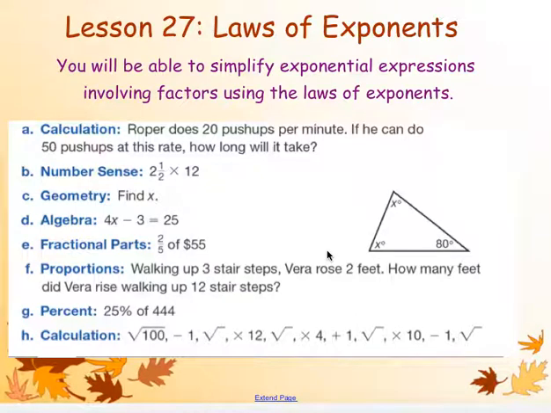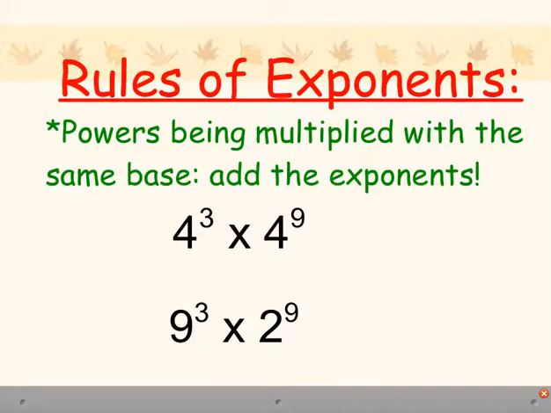Course 3, Lesson 27, we are looking at laws of exponents. So being able to simplify exponential expressions involving factors and using our laws of exponents. Our first law of exponents is if we are multiplying together powers that have the same base, we can add the exponents. So if they have the same base, like in this case we have 4 to the third times 4 to the ninth, those 4's are our base, so we are able to add the exponents. So in this case we can say this is the same thing as 4 to the 12th.